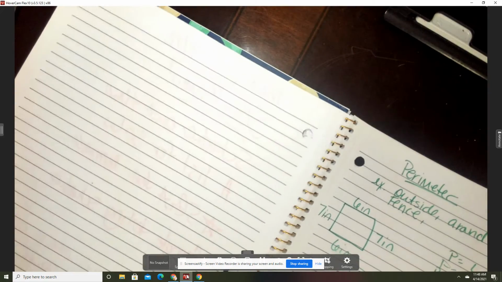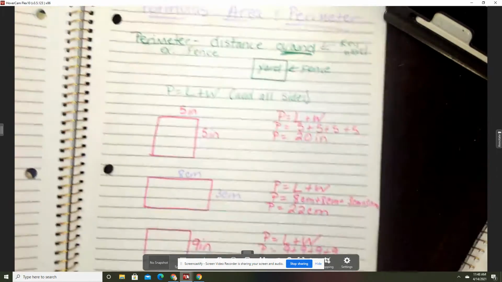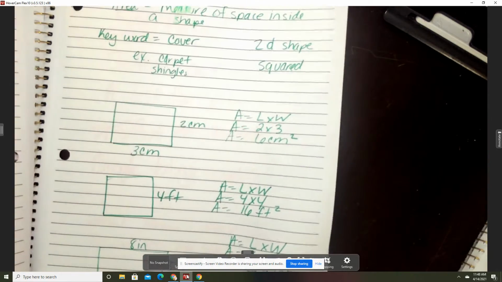All right, so we are going to take some notes really quickly on volume and area of a triangle. Monday we took notes for area and perimeter, okay? And so now we're going to take notes on volume.